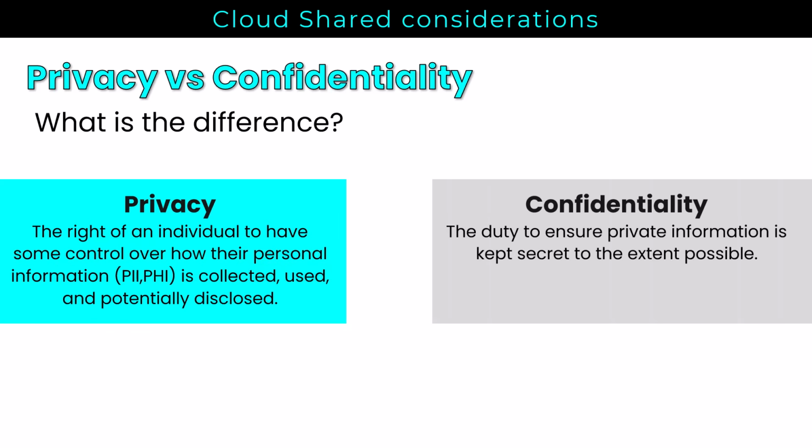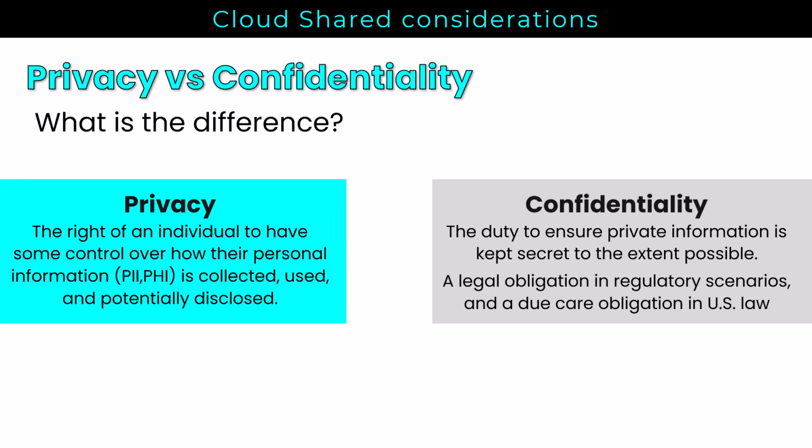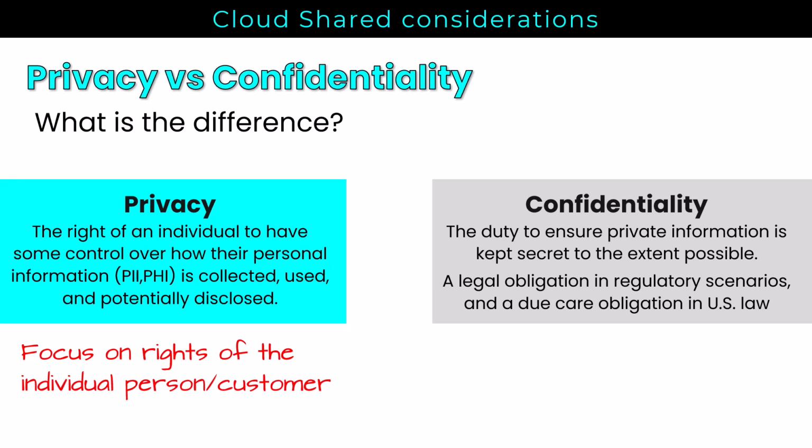Confidentiality is the duty to ensure private information is kept secret to the extent that is possible. That's a legal obligation in regulatory scenarios like GDPR and a due care obligation in U.S. law. So to state all this more simply, privacy focuses on the rights of the individual person or the customer. Confidentiality focuses on the data, keeping that data confidential, private, encrypted.